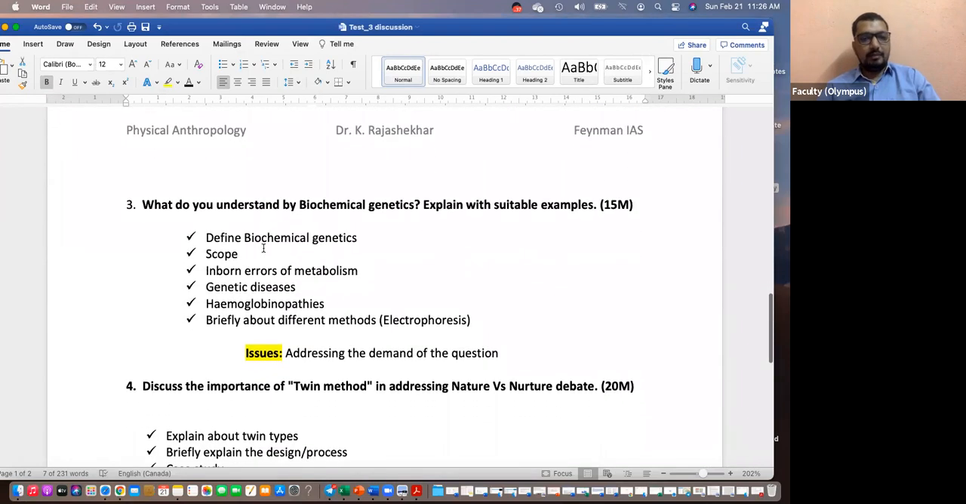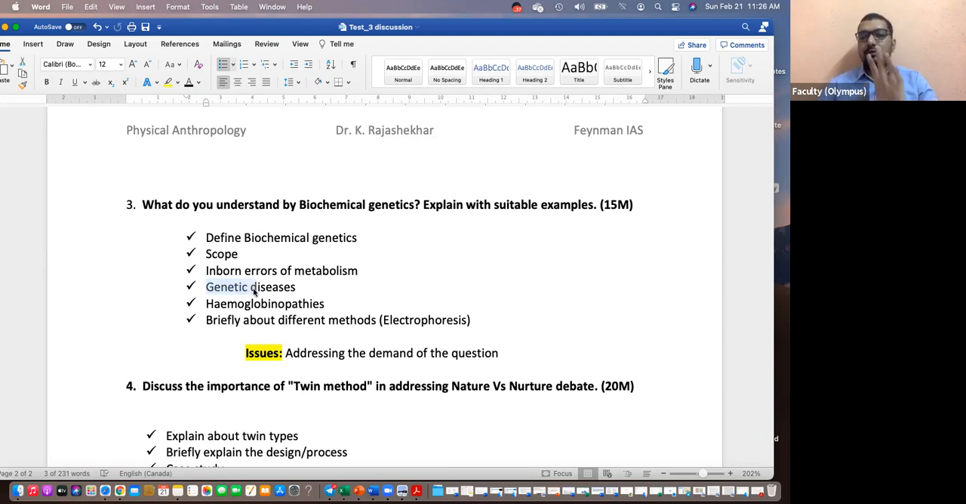And what do you understand by biochemical genetics? So how should be the answer here? Explain with examples. So define what is biochemical genetics, discuss the scope of biochemical genetics. Within them, inborn errors of metabolism, genetic diseases, hemoglobinopathies are the three things you can mention. Either you talk about them as examples, or first you talk about scope, DNA, RNA, proteins, enzymes, you mention about them. Then finally you can talk about the inborn errors of metabolism.